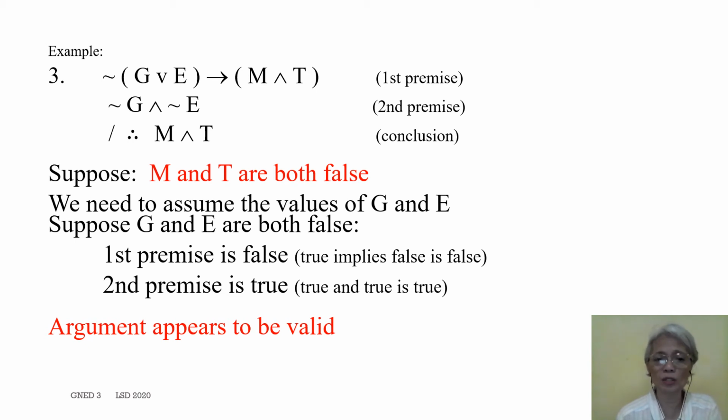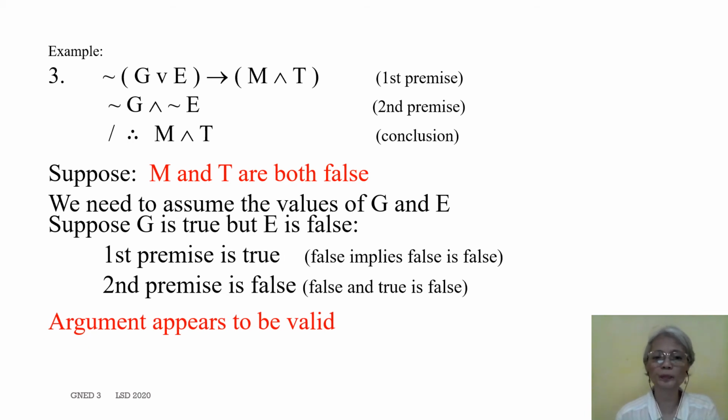Therefore, the conjunction is true. However, as I mentioned earlier, we have found the first premise to be false, and because of that, the argument appears to be valid. What about if G is true and E is false? What happens to the truth values of the premises?